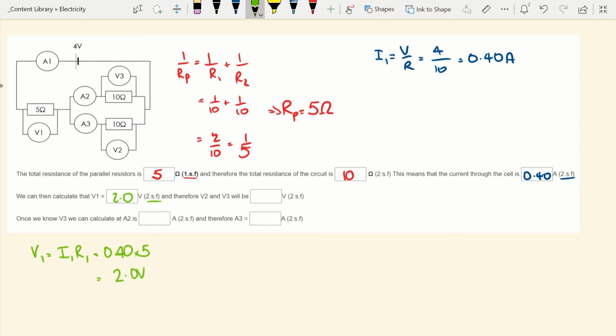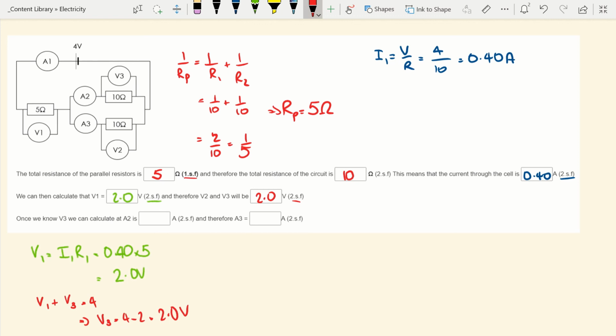And therefore, V2 and V3, well, remember the laws that we applied earlier. We said that V1 plus V3 must be equal to 4. So therefore, V3 must be equal to 4 minus 2. And I'm going to give it as 2.0 because we want it to 2 significant figures in there. Okay, and we'd find the same thing for V2 as well. We'd find that was 2 volts as well.